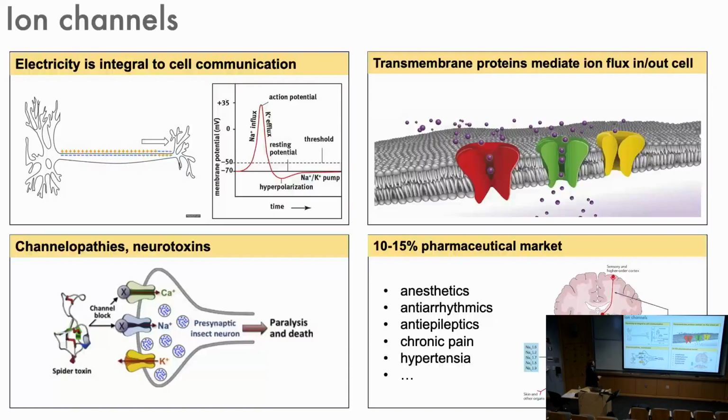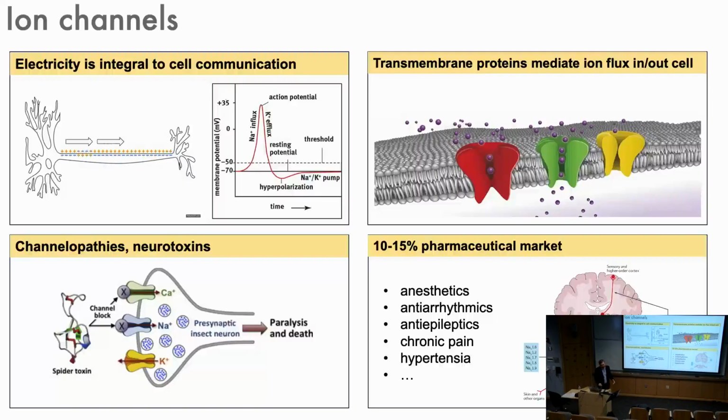Now, ion channels are targets for neurotoxins. They're also associated with a lot of nasty diseases. They call them channelopathies. And they also represent a relatively large fraction of the pharmaceutical market, so all the endowments of Ivy League schools combined together will be smaller than this number. That's how much of the pharmaceutical market are drugs that target ion channels. So ion channels are very important, right?